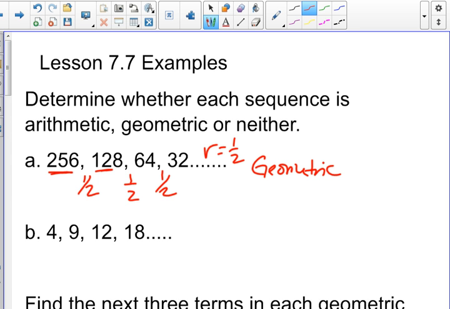Alright, now they do the same thing with the next one. So you subtract them, find the common difference. It's 5. Subtract 12 minus 9 is 3. So this is not arithmetic because it doesn't have a common difference. So now let's divide. 9 divided by 4 is 2 1/4. And then 12 divided by 9 is not 2 1/4. I can already tell it's 1 1/3. So this is not geometric or arithmetic, so this is neither.